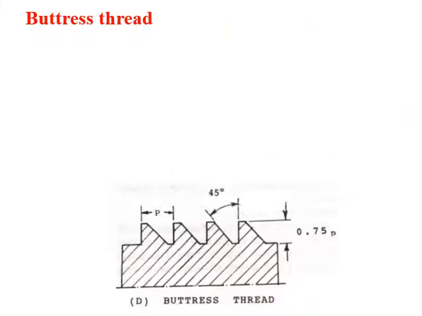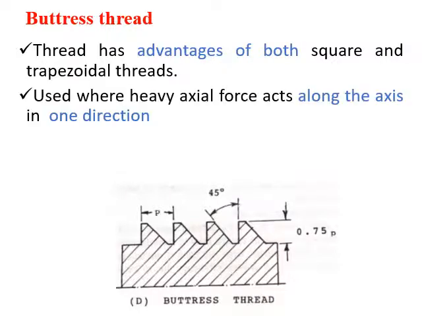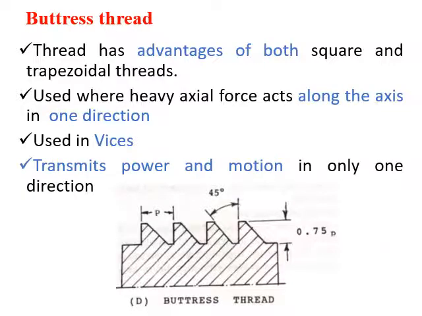Coming to the fourth type, the buttress thread. It has the advantages of both square and trapezoidal threads. It is used where heavy axial force acts along the axis in one direction, such as in vices, where we apply the load in one direction. It transmits power and motion in only one direction. It has a thread angle of 45 degrees and a thickness of 0.75 times the pitch.